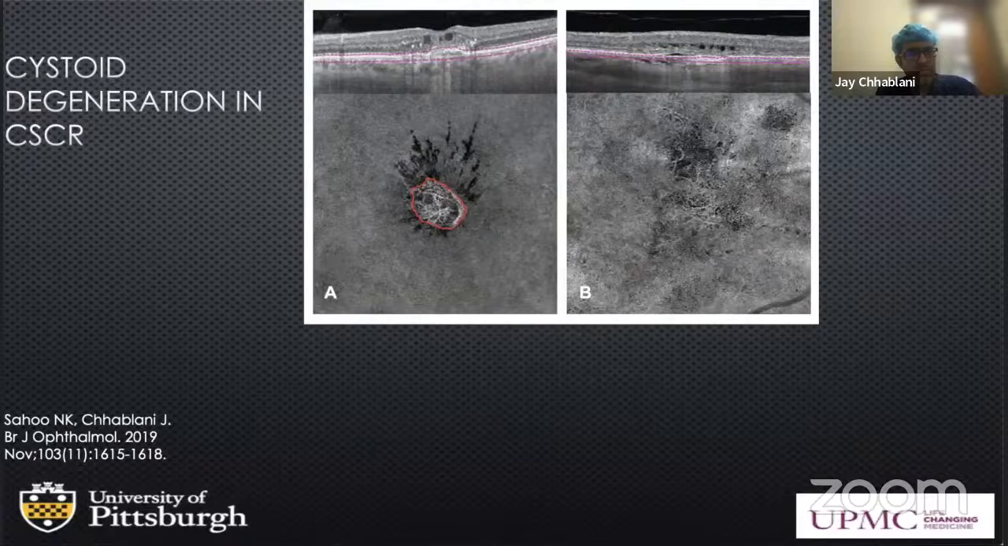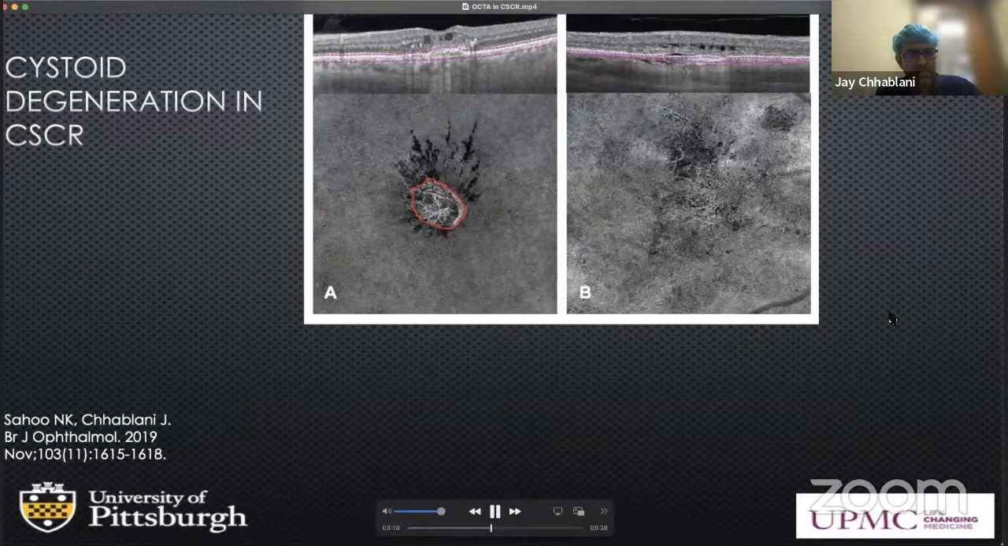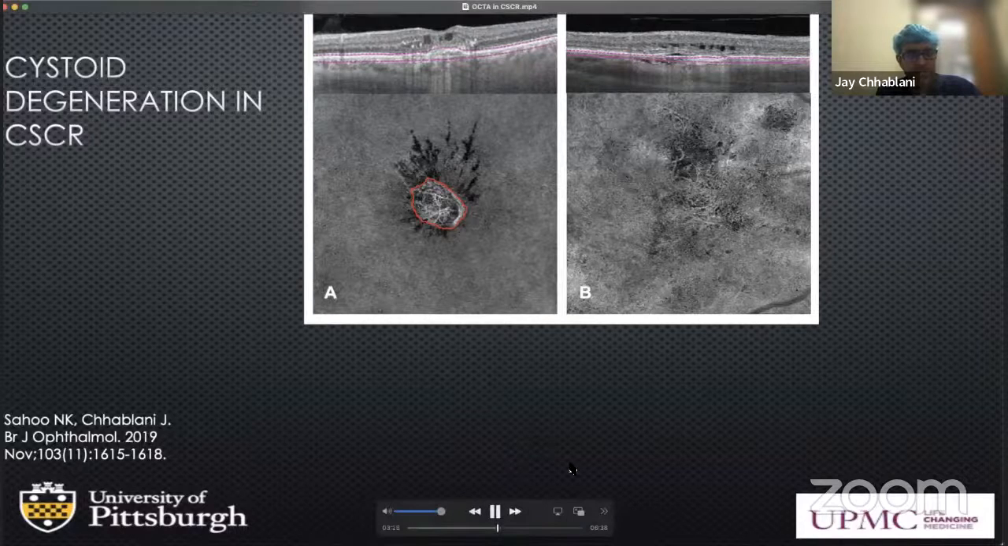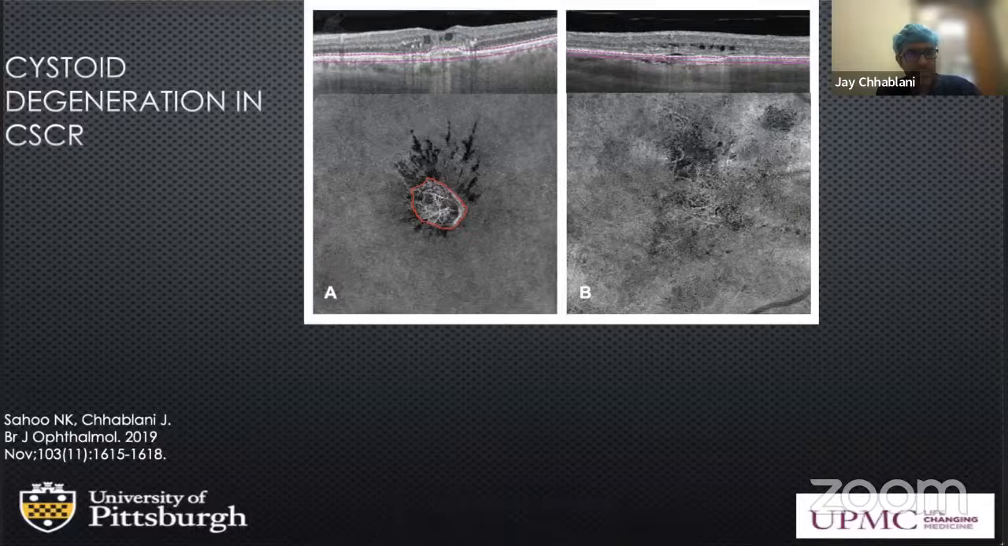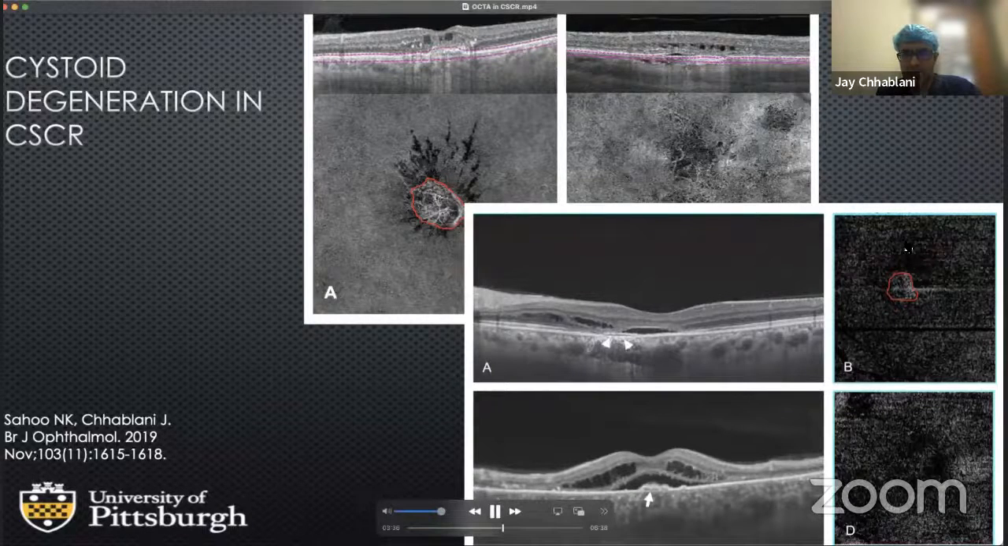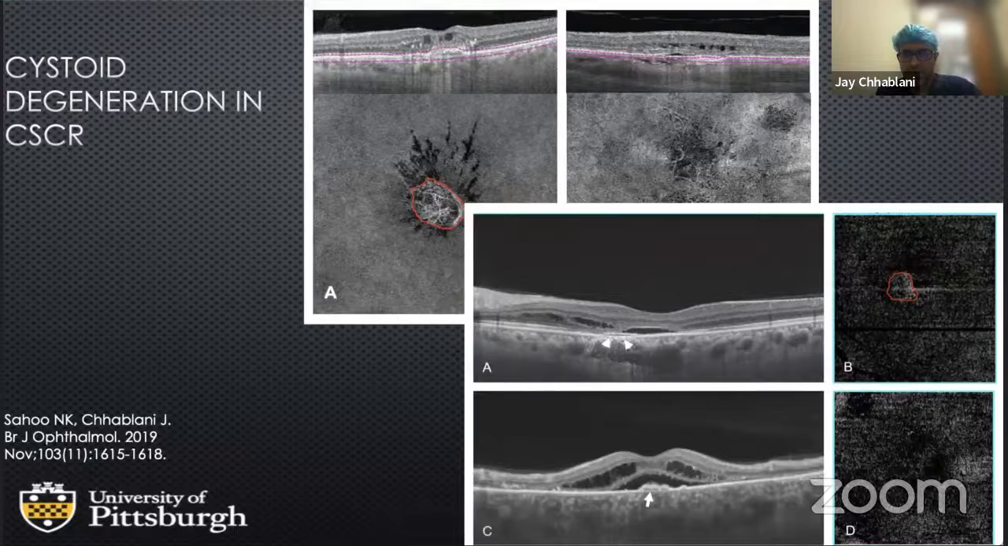What about cystoid degeneration in CSCR? This is one of the very complex situations in patients with CSCR where we are able to see the cystoid degeneration. In these cases, we showed that approximately 45% of these patients had choroidal neovascular membrane on OCT angiography, and this could be the cause for persistent fluid in these eyes. This is another example of a patient with CSCR with cystoid macular degeneration, where you can see that there is a presence of a CNV network on OCT angiography.